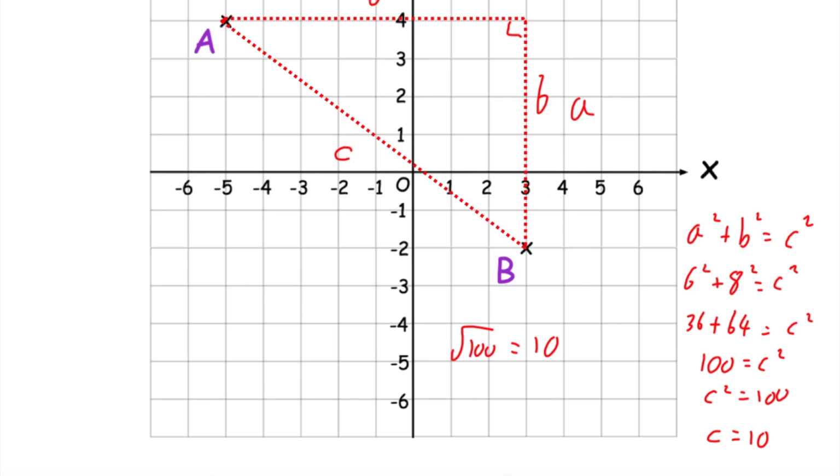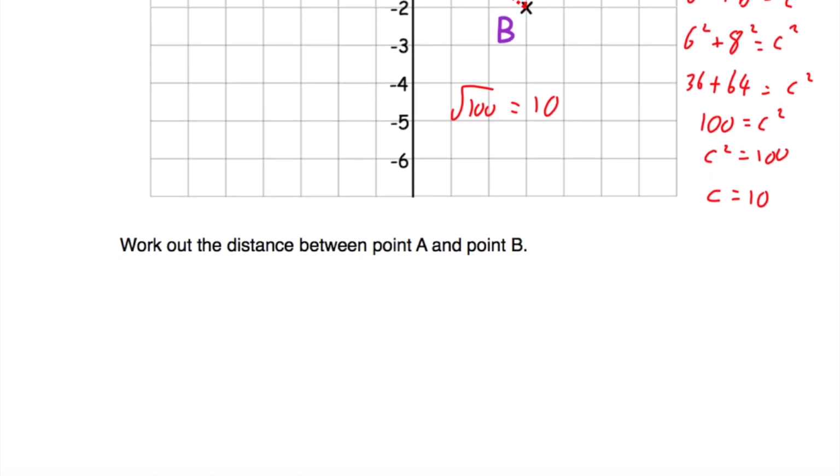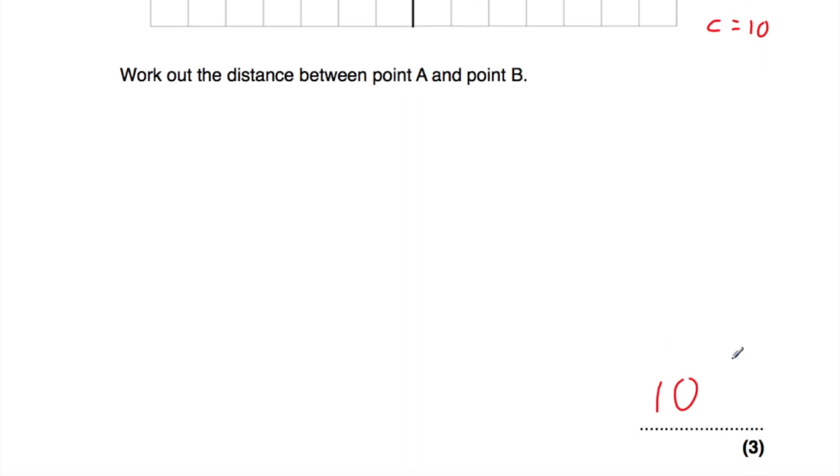And that's it. And that was a non-calculator question that worked out quite nicely without a calculator. C is equal to 10. And that's it. The answer is 10, or 10 units. And that's it. Let's look at our next question, question number 5.